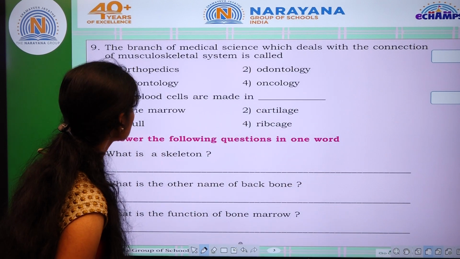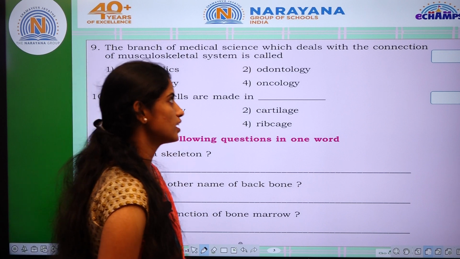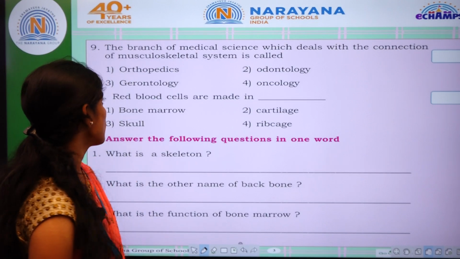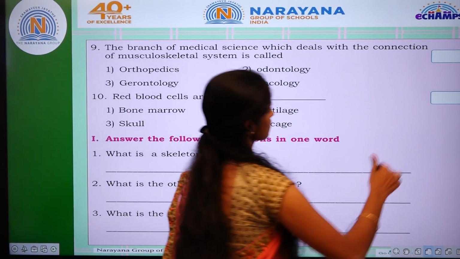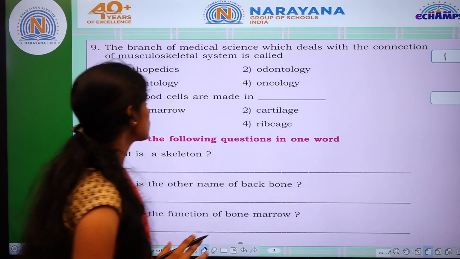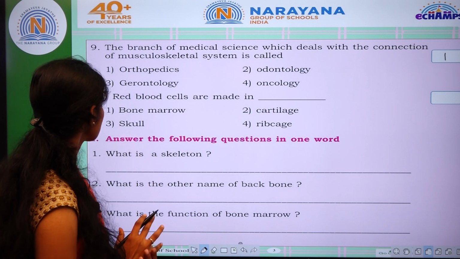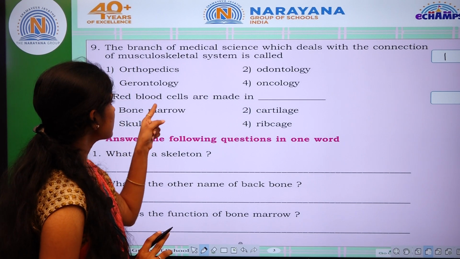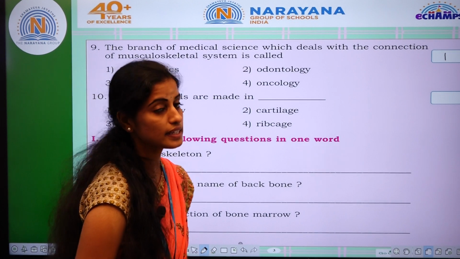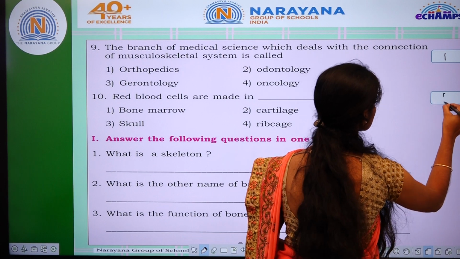Next, ninth question. The branch of medical science which deals with the musculoskeletal system is called orthopedics. 10th one, red blood cells are made in. Where are red blood cells made? Bone marrow. Correct option is number 1.